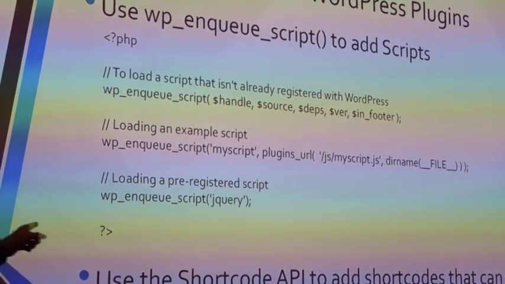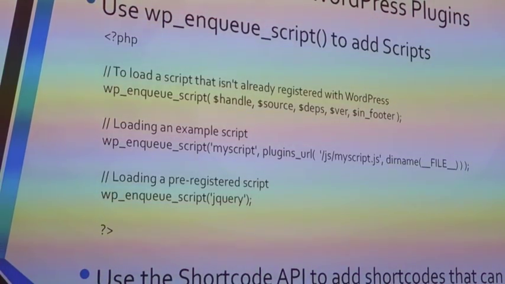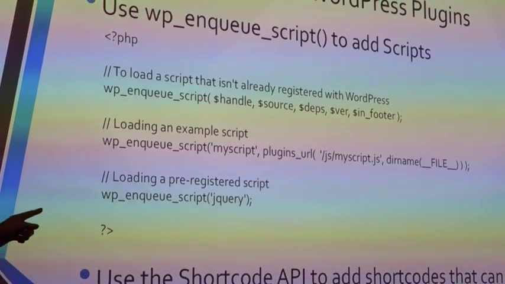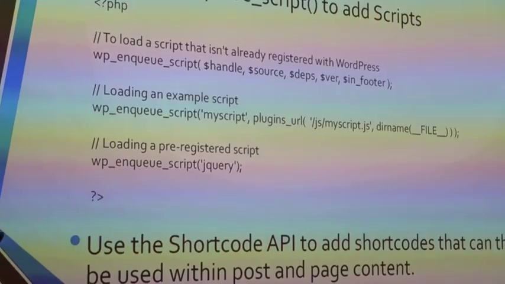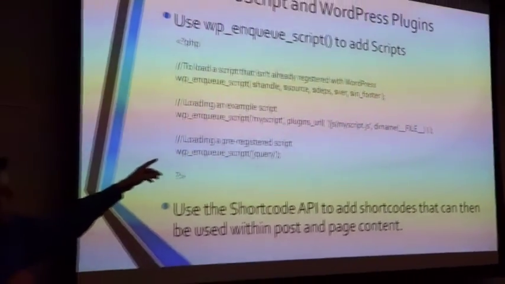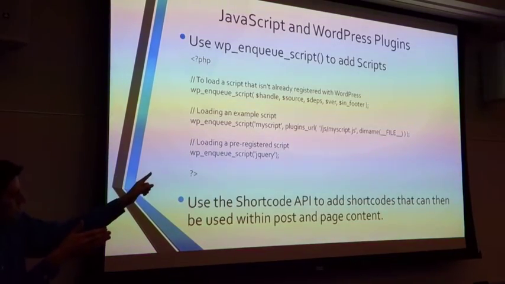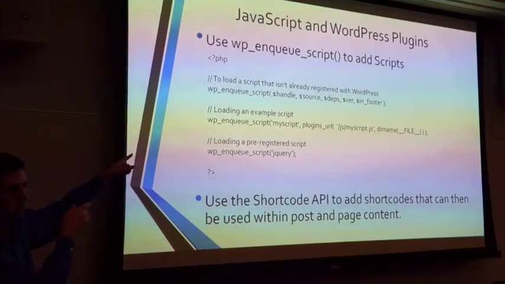So all you have to write is wp_enqueue_script jQuery, and it includes jQuery into that part of your plugin file. If it's some unique script, like my-script, what that code does is it gets the plugins directory and the current file directory, and it'll go into the JS directory, go to my-script.js, and include that file and enqueue it.